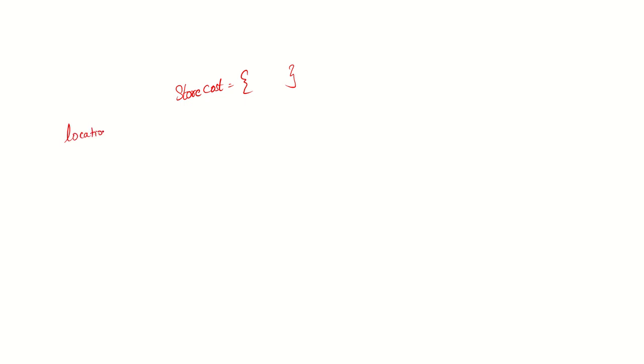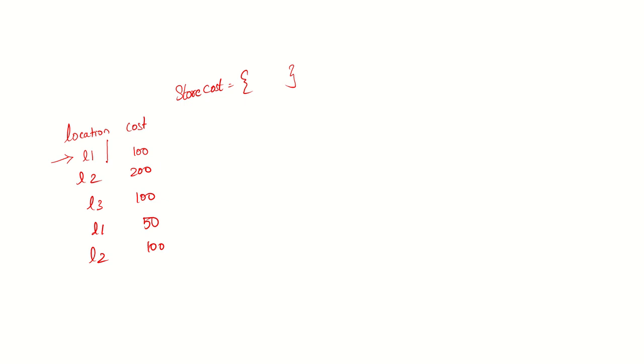location and cost. For example, we have location 1, cost is 100. Location 2, cost is 200. Location 3, cost is 100. Again, location 1, cost is 50. Location 2, cost is 100. Suppose we have it like this. So what we will do in the reducer: we will read each line.